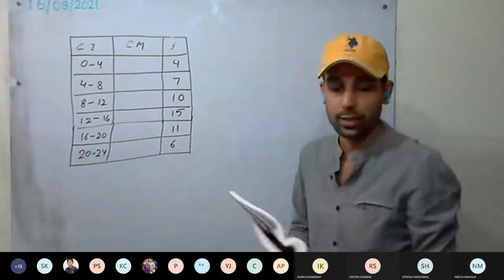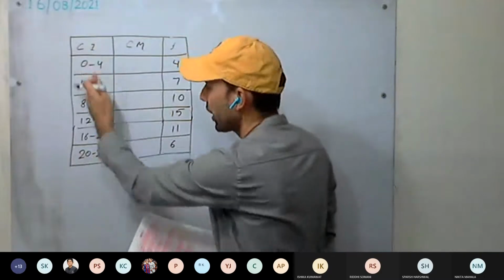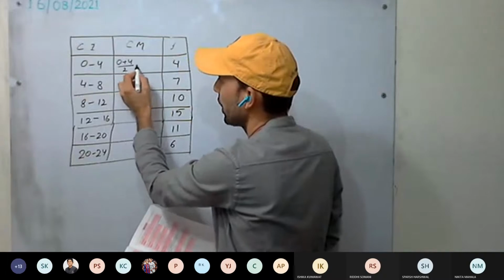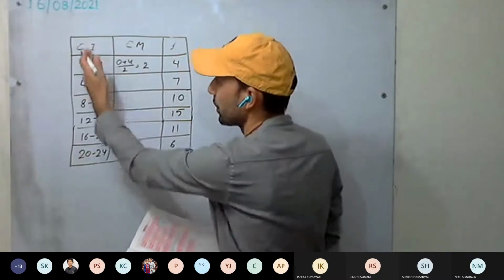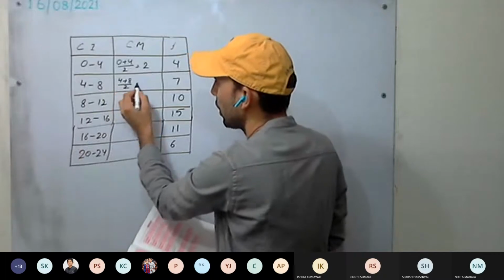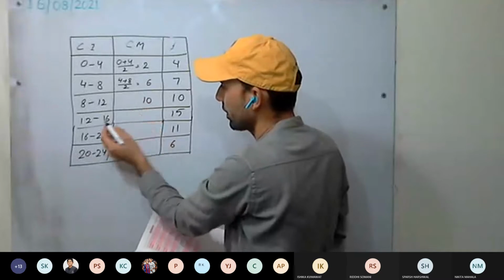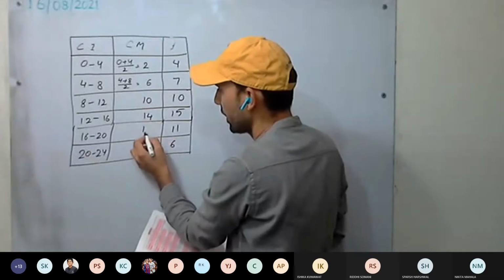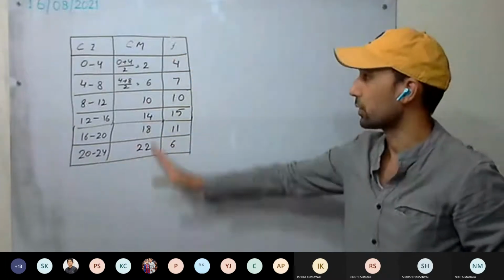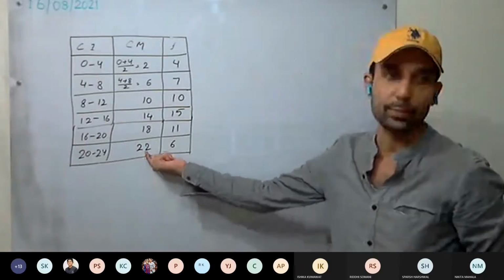Class mark. Calculate the class mark. How to calculate the class mark? We need to find the mean value. 0 plus 4 divided by 2. How much is the class mark? 2. The middle value. 4 plus 8 divided by 2. How much are we getting? 6. Similarly, we calculate for them. How much will it be? 10, 14, 18, 22. So we have calculated the middle value. The class mark we have calculated. It will be required for constructing frequency polygon.